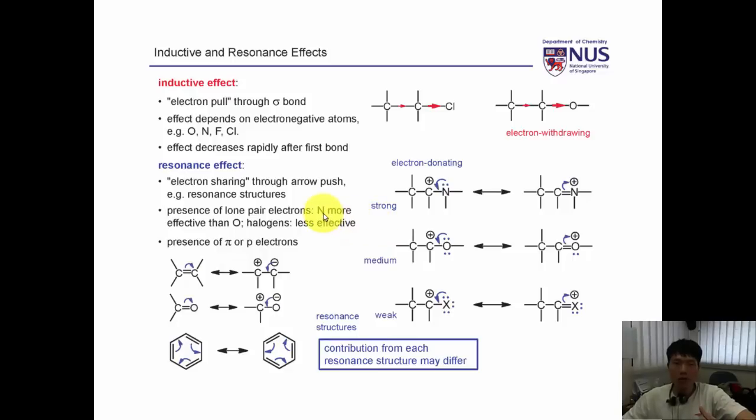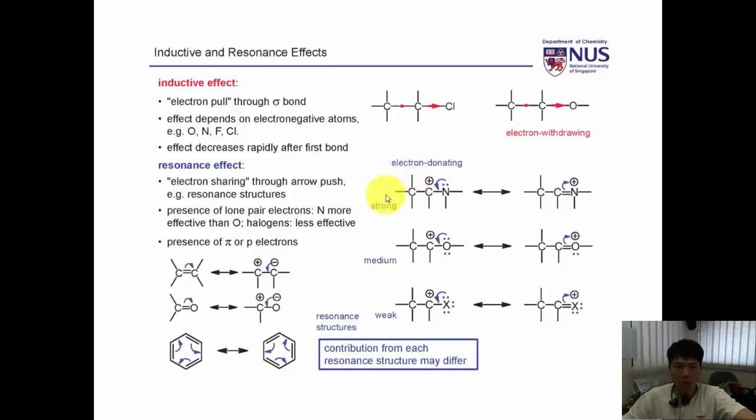Now nitrogen having a lone pair is more effective than oxygen because it is less electronegative. Less electronegative means it doesn't want electrons so much. So nitrogen is a bit generous compared to oxygen with electrons, because oxygen wants them so badly. So oxygen is a bit stingy towards giving electrons.